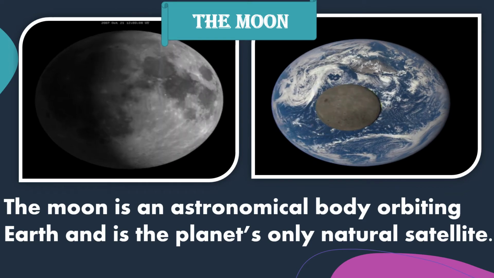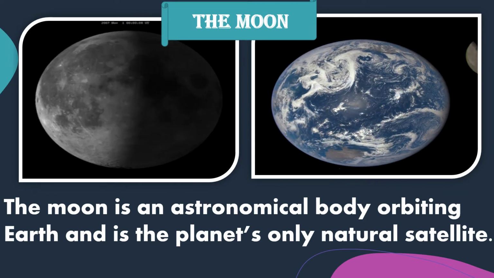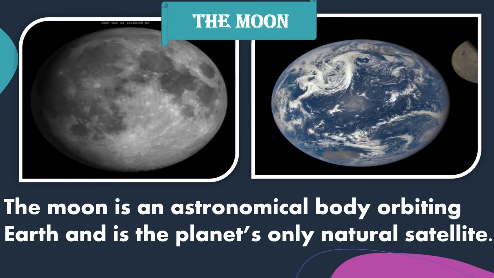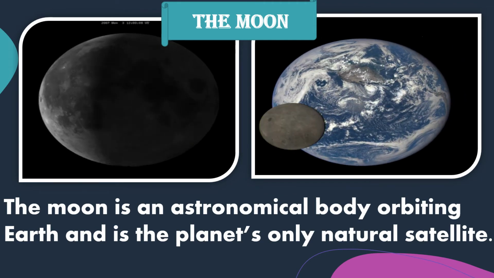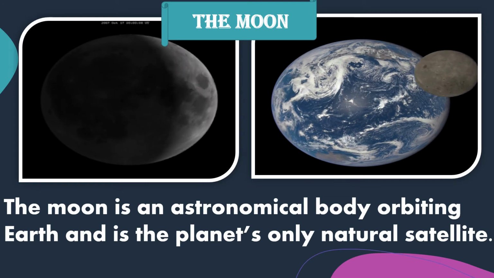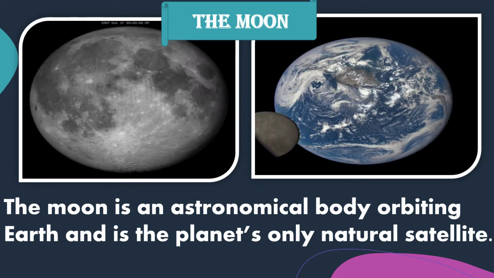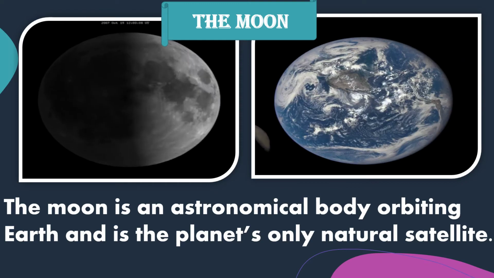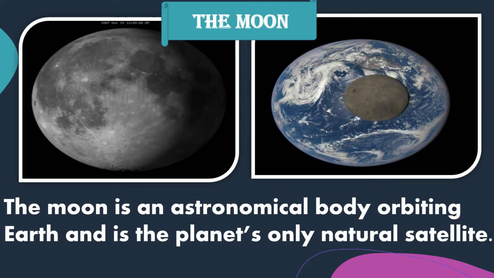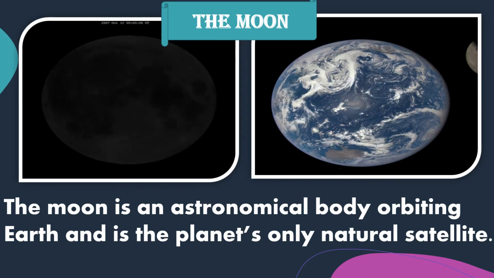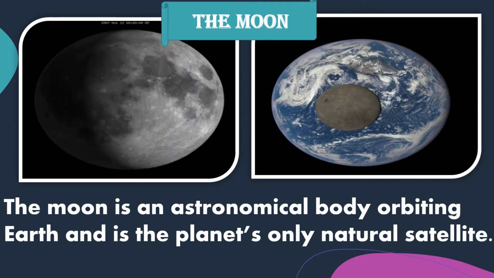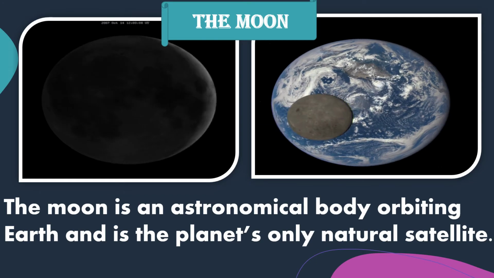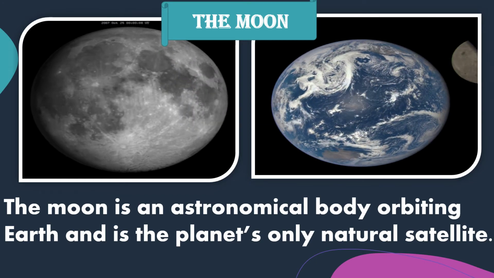The Moon is an astronomical body orbiting Earth and is the planet's only natural satellite. It revolves around the Earth once every 27 days and 8 hours. It is the fifth largest satellite in the solar system and by far the largest among planetary satellites relative to the size of the planet that it orbits.